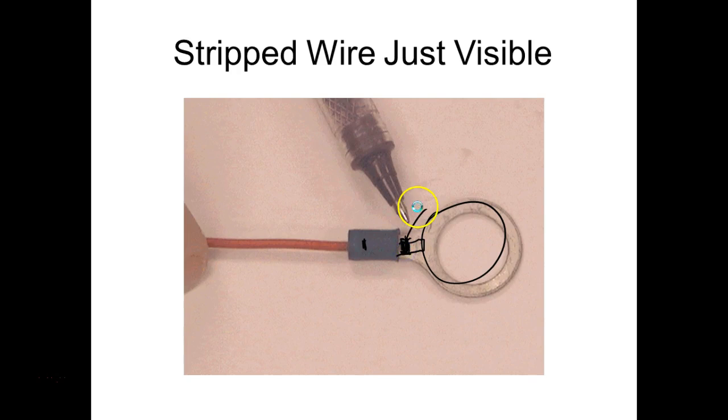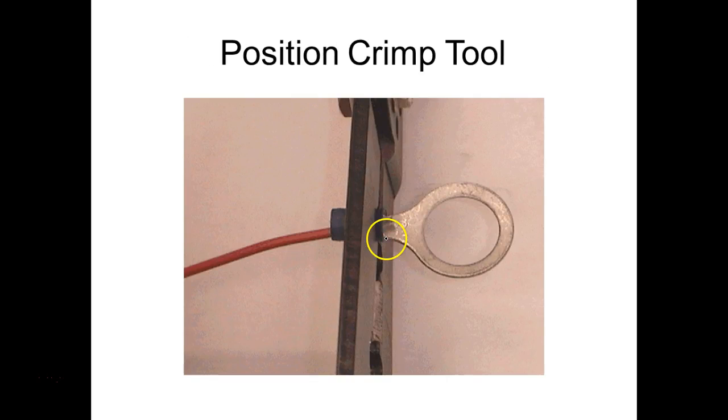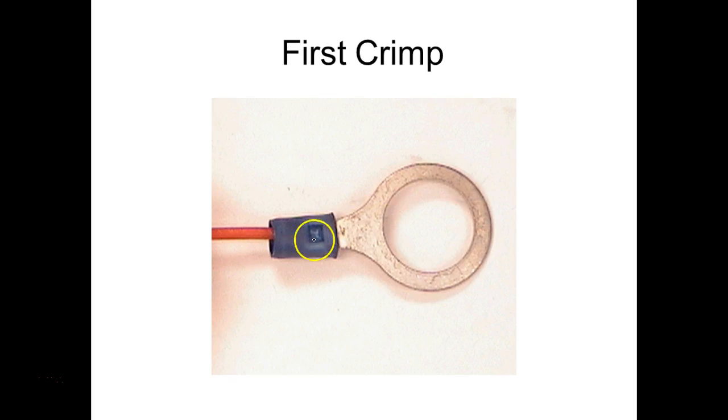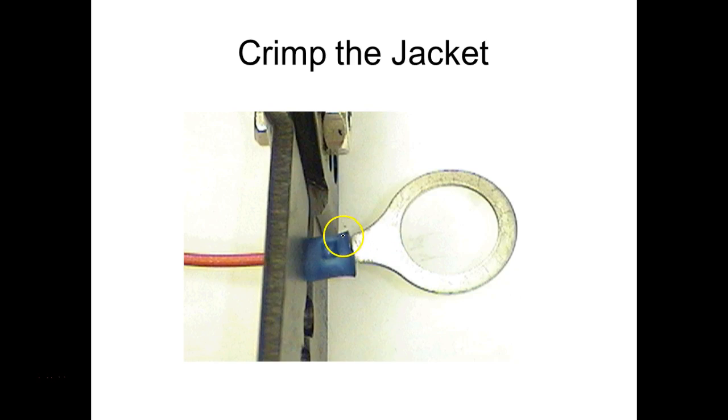Then we're going to align it like we said, and then we're going to crimp it down, right? And then this is what we'll end up having. So that's the indent crimp. Okay, so that's pretty easy. It's real fast, and it makes a really reliable path. Then we're going to crimp the insulation.